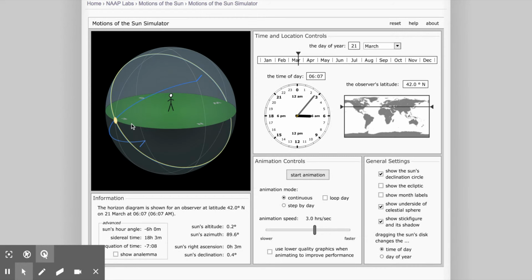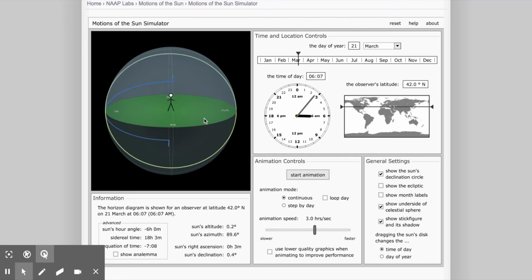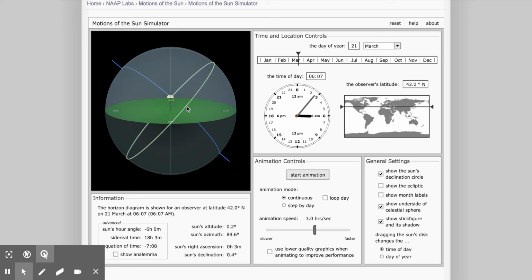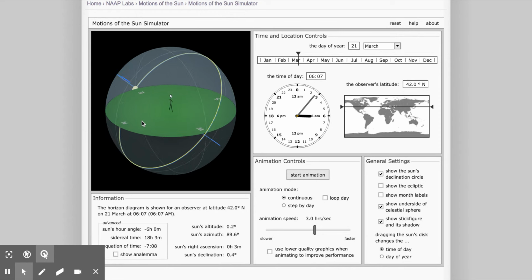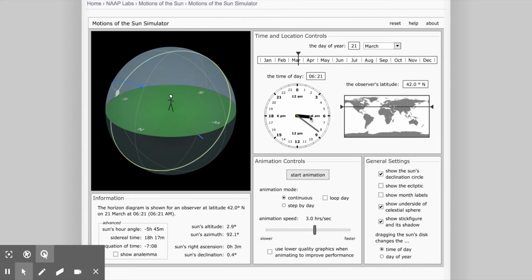If you look at this diagram, we have our cardinal directions: north, east, south, and west. For our observer, they would have to turn and look exactly east to see the sun rise. So we're going to watch what happens through the day to the path of the sun. I'm going to move this just a little bit. Keep imagining you're this person. I'm going to hit the clock going forward.